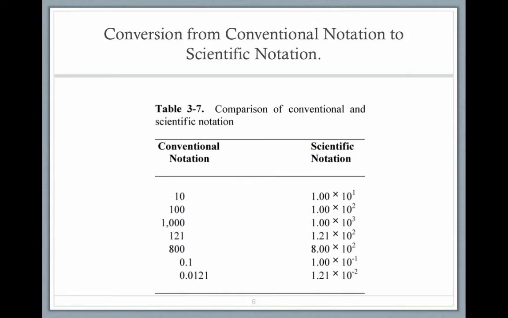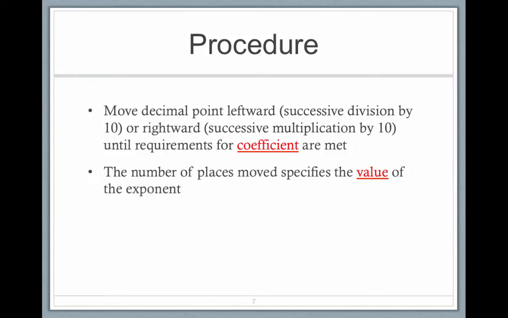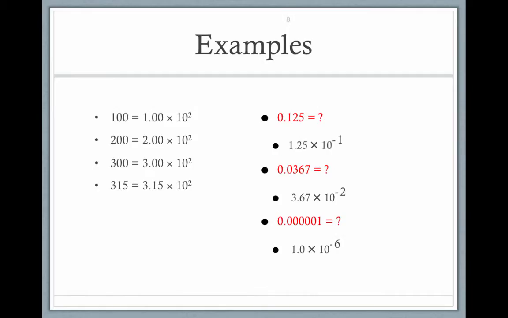Here is another example of conventional notation compared to scientific notation. When the exponent is a positive number, you move the decimal place to the right. When the exponent is a negative number, you move the decimal place to the left. Again, more examples.